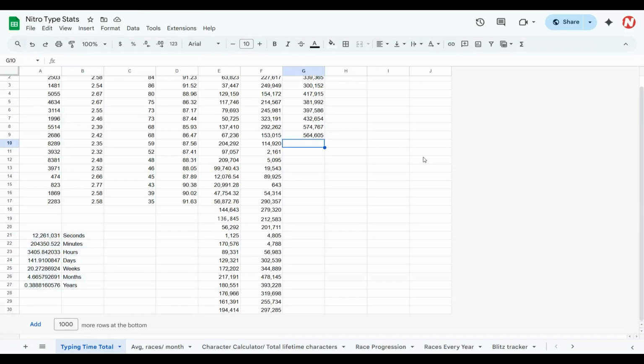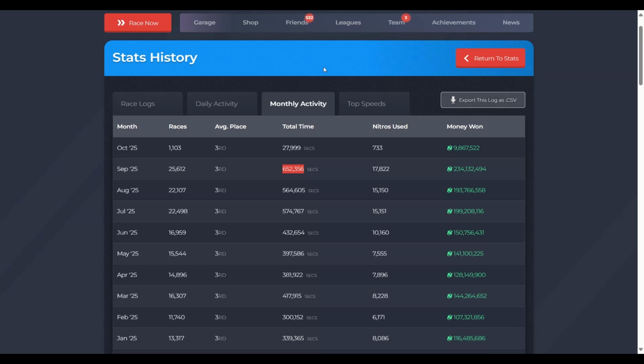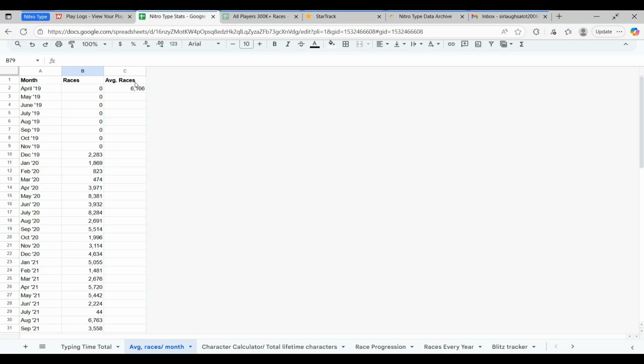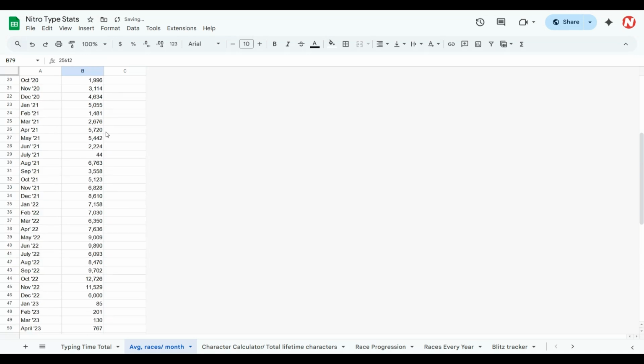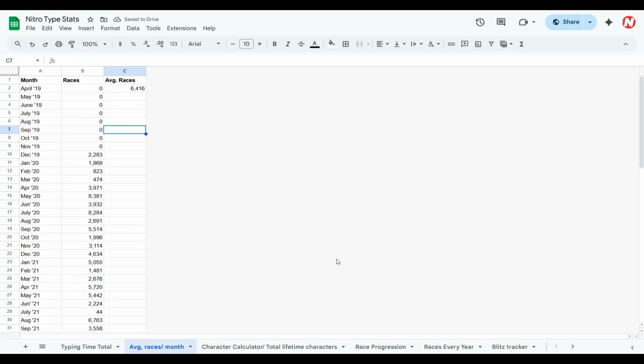All right, let's focus specifically on the hours. 3,405 hours before the month, and after the month, it goes to 3,587. In that month alone, it went up by a whole week. Almost 5 months of typing total, 40.9% of a year. The 25,612 races I did during the month brought my average monthly races from 6,166 all the way to 6,416.